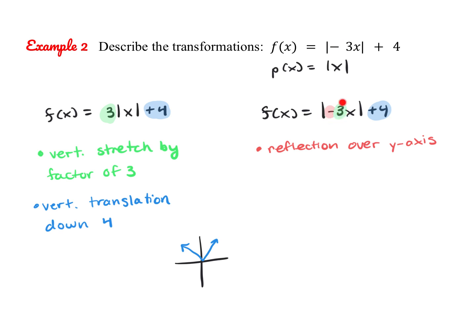Now let's move on to the 3. So it's still going to be a stretch or shrink, but remember this time it's horizontal. And horizontal stretches and shrinks, remember, are by a factor of the reciprocal. So the factor is actually 1 over 3. And since 1 over 3 is less than 1, we would call this a horizontal shrink by a factor of 1 over 3.